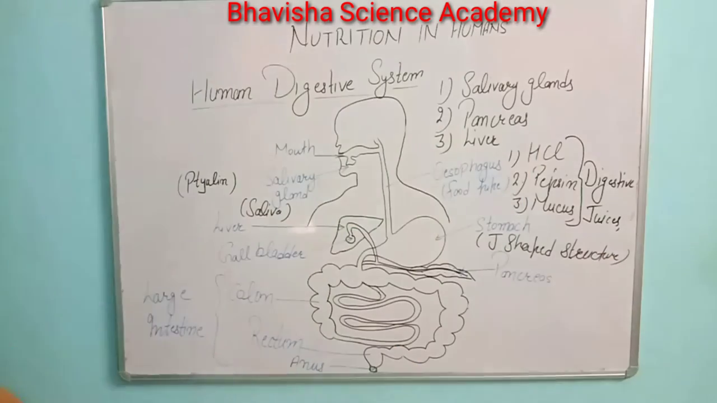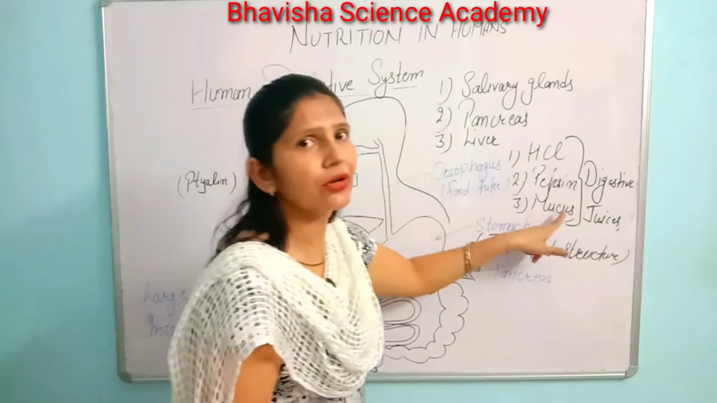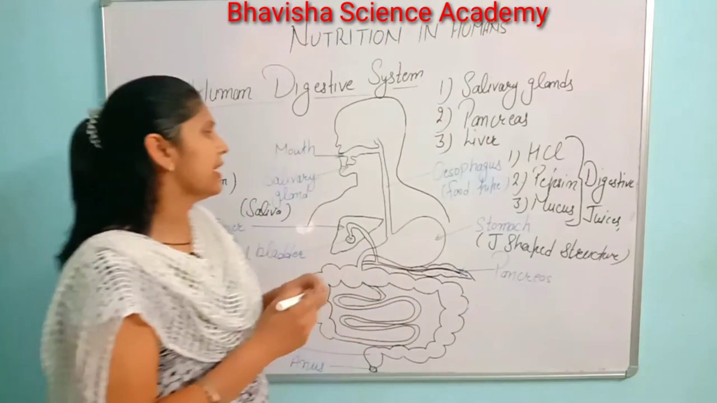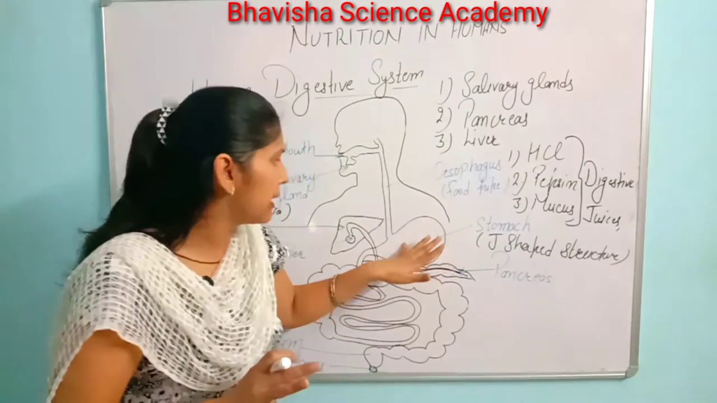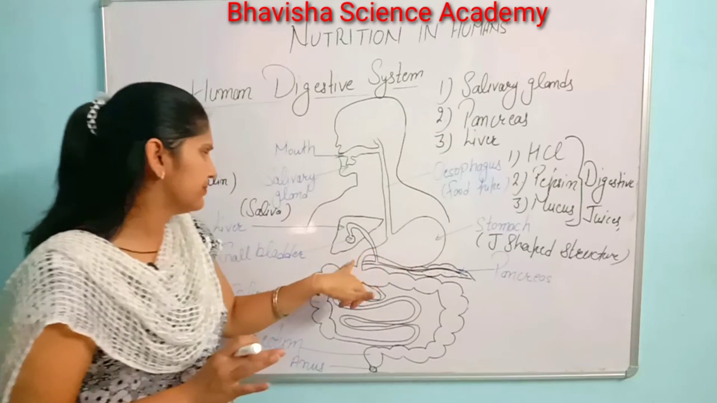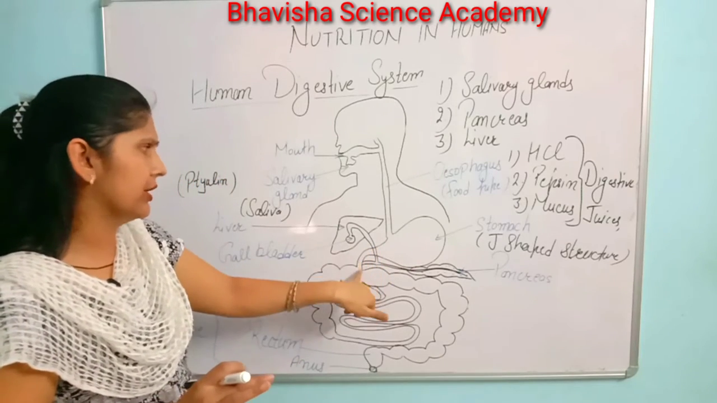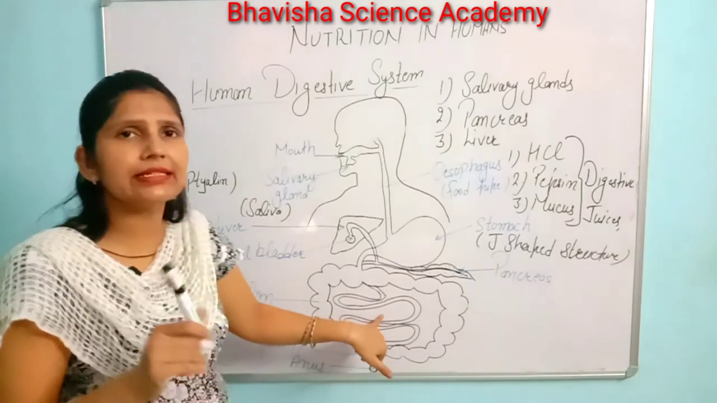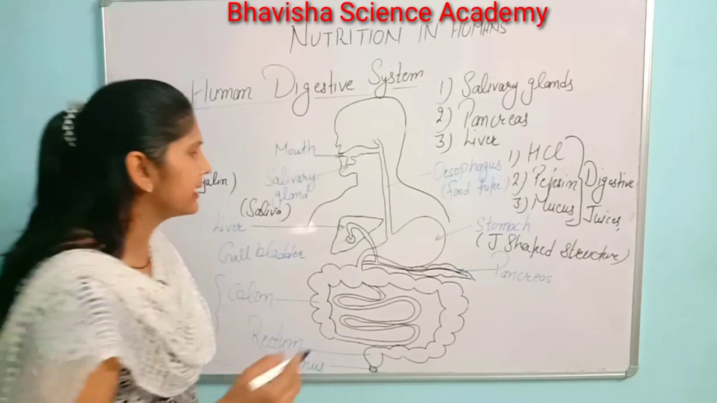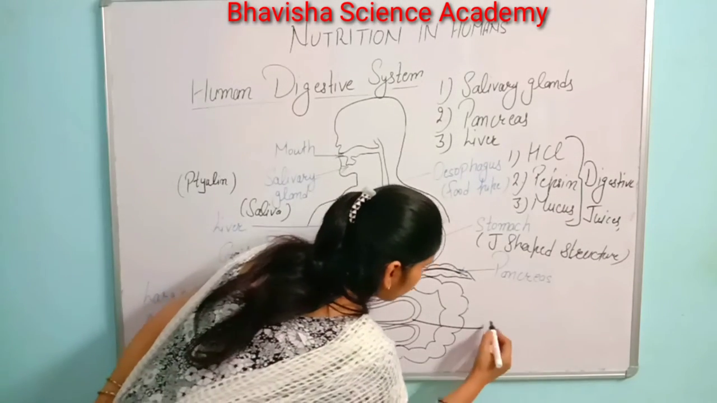Digestive juices. That function is very important to digest the food. After it is converted into a semi-solid paste, it will be passed to the duodenum, into the small intestine.